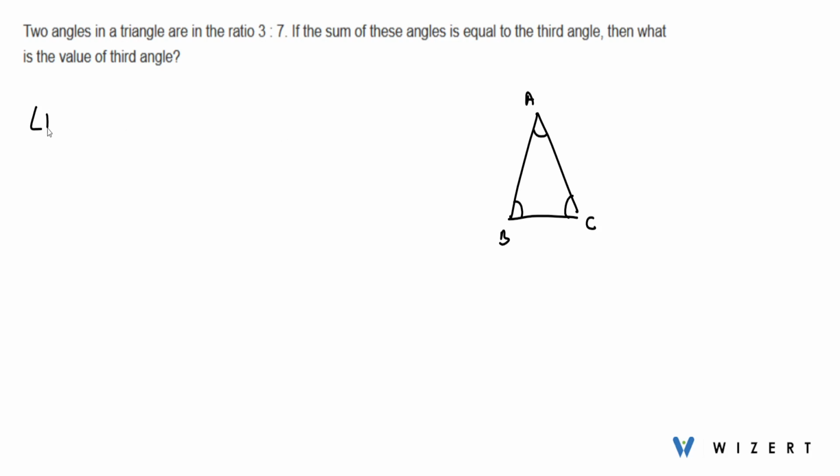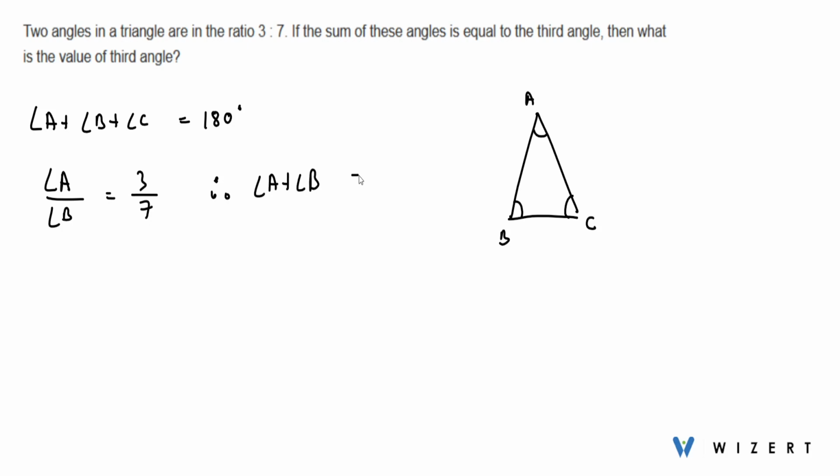Now we know that the summation of all the angles of a triangle is 180 degrees, that is the sum of interior angles of a triangle property, and it has been given that angle A upon angle B equals 3/7. We have considered these two angles' ratio as 3:7. There is no hard and fast rule, you can take whatever angle you want. For example, you can take angle B upon angle C equals 3/7, then angle A will be equal to angle B plus angle C, right? Now in this case, since we have taken angle A upon angle B equals 3/7, from the second condition of the question, angle A plus angle B should be equal to angle C.